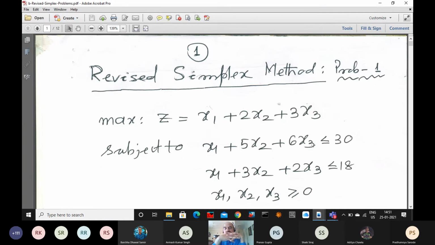For this problem, to change into equations, the right hand sides 30 and 18 are non-negative. So we have to include what? Slack variables. How many slack variables are needed? Please answer. Two. And these two are the basic variables.